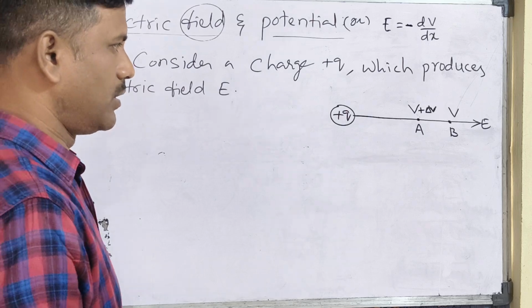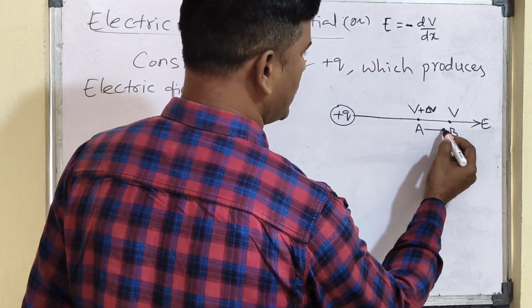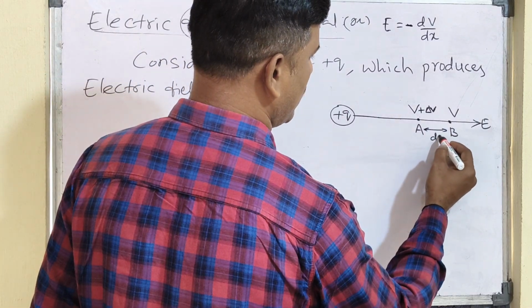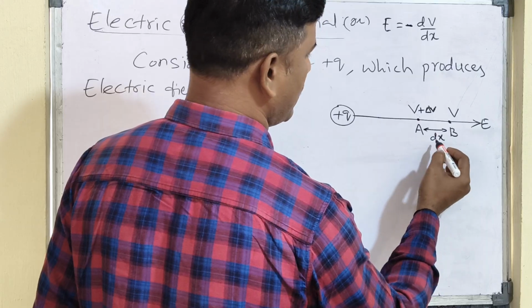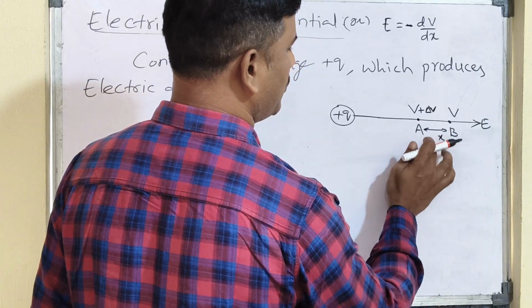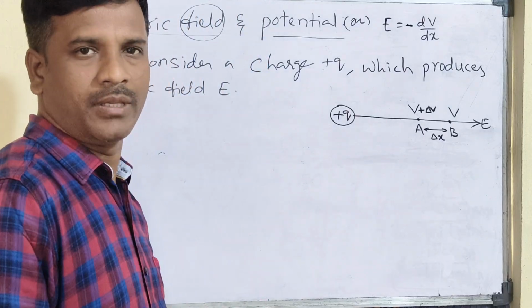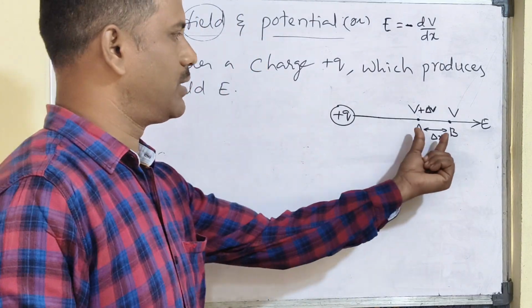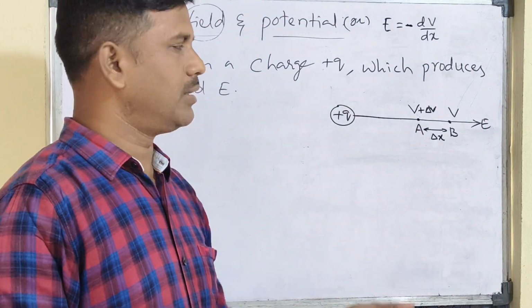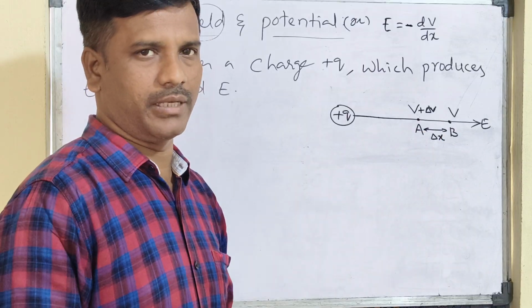Right. Now, the distance from A to B, we should consider as dx, or delta x. Delta x or dx is the small distance between A and B. That's why a small potential difference exists.